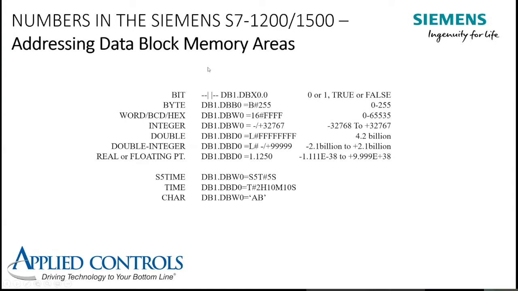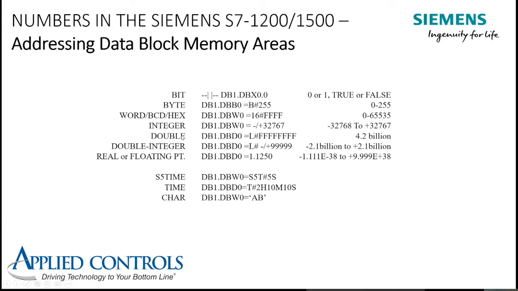For direct addressing in a data block, say for example your data block is data block 1, the addressing for a bit would be data block 1, data block byte 0, bit 0. If you're looking at a byte, data block 1, data block byte 0, and so on and so forth. The notation is rather straightforward once you start to look at it.